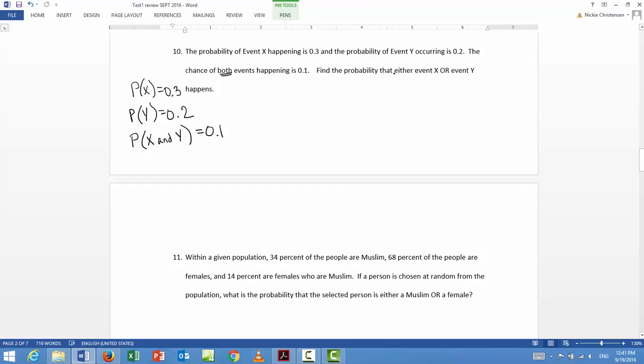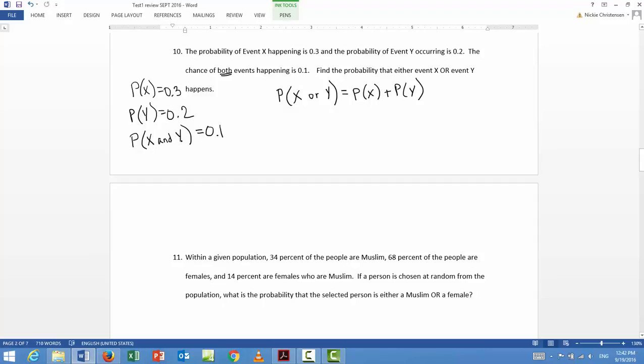Then it tells us find the probability that either event X or event Y happens. So it's asking for the probability of X or Y. Okay? So we know that or means plus. Okay, so we're going to add probability of X plus probability of Y. Okay, and then because they're not mutually exclusive events, they have some shared outcomes, yeah?